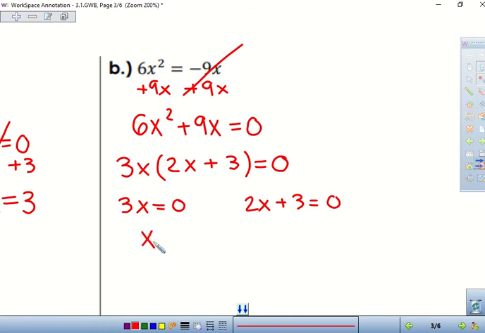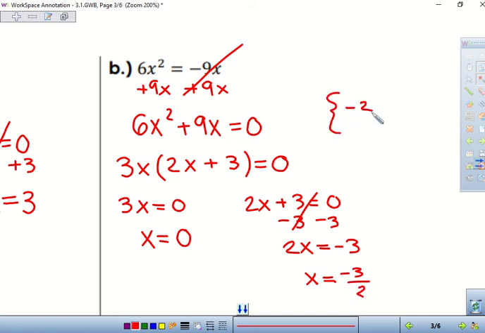So on this side I divide both sides by 3. 0 divided by 3 is 0. And over here I start by subtracting 3 on both sides. That gives me x equals negative 3 over 2. So my two solutions are negative 3 over 2 and 0.